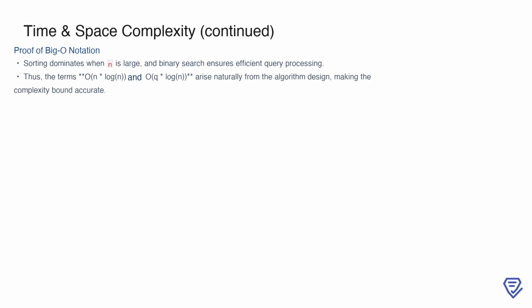Sorting the word_frequencies list dominates the runtime when the number of words, n, is large, contributing O(n * log n) to the time complexity. Additionally, binary search ensures efficient query processing, adding O(q * log n) for q queries. Together with the other terms, these components capture the overall complexity as O(n * m + n * log n + q * k + log n). This precise breakdown confirms that the big O bound accurately reflects the performance of the algorithm under different input sizes.